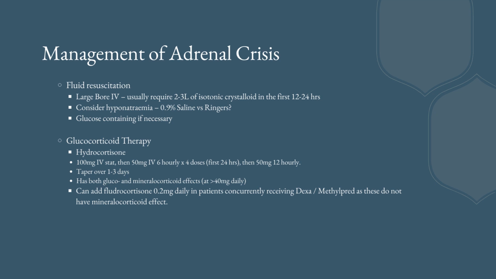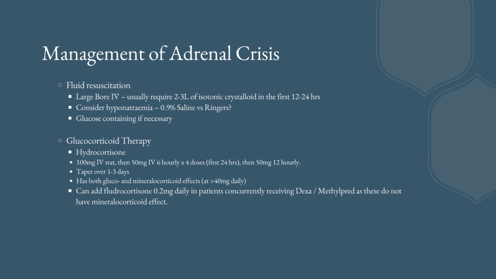The glucocorticoid therapy, hydrocortisone, is the suggested drug of choice for most patients. They say that if the patient is receiving more than 40 milligrams of hydrocortisone daily, then in those doses it has sufficient mineralocorticoid effect to cover the aldosterone side of things as well. So 100 milligrams IV stat and then 50 milligrams IV 6 hourly times 4 doses. So it effectively works out to 200 to 300 milligrams in the first 24 hours.